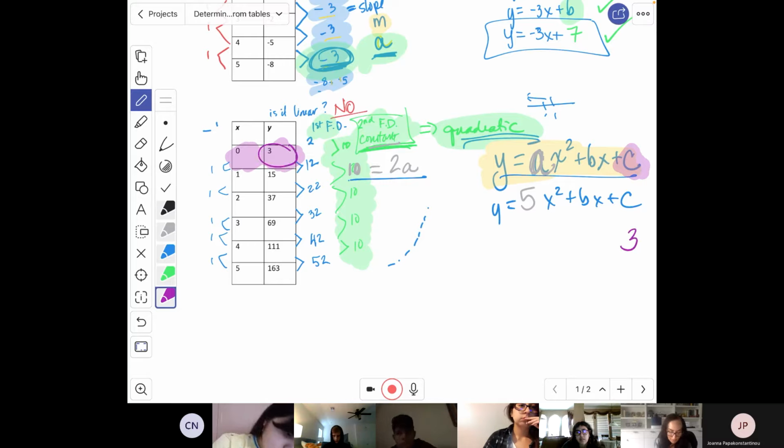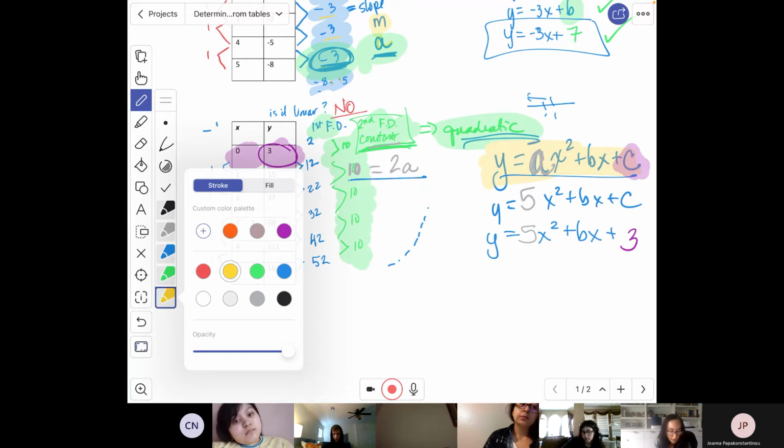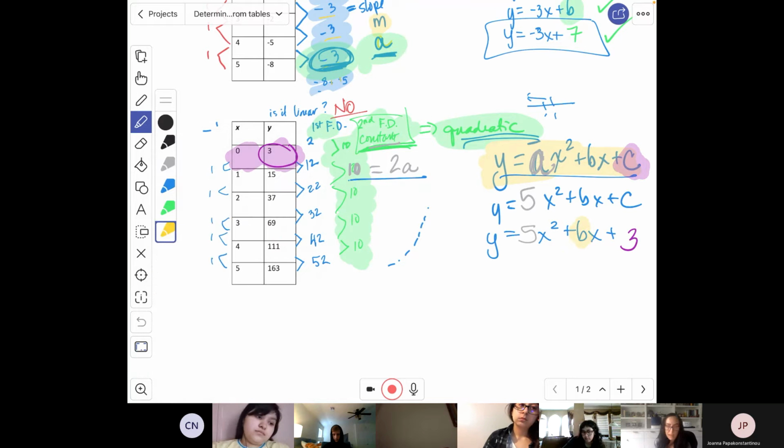Look at us writing this equation. So I now have y equals 5x squared plus bx plus 3. All I have left to have the equation, all I have to find is b. We're going to do this the same exact way. We found b for a linear equation. What did we do to solve for b? What do I have at my disposal? What can I use to help me find b?